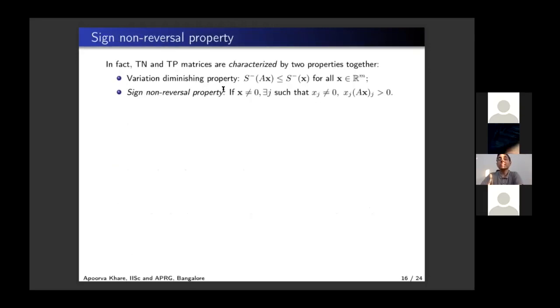This is called the sign non-reversal property. So for totally positive matrices, let's say, if you take any non-zero input vector x, then there is a coordinate where, let's say I have a square matrix, right?